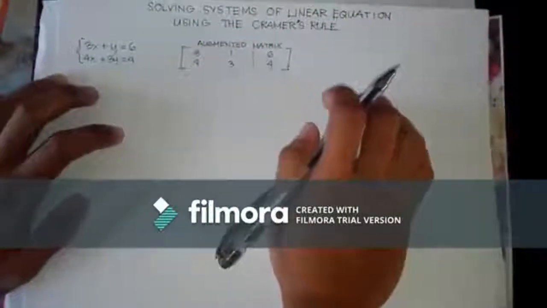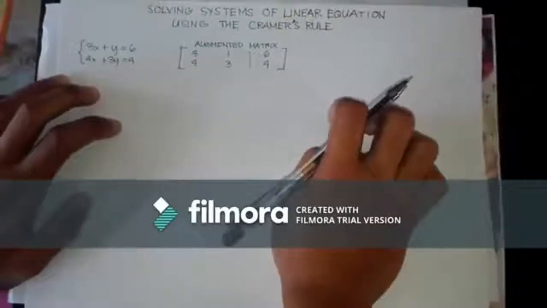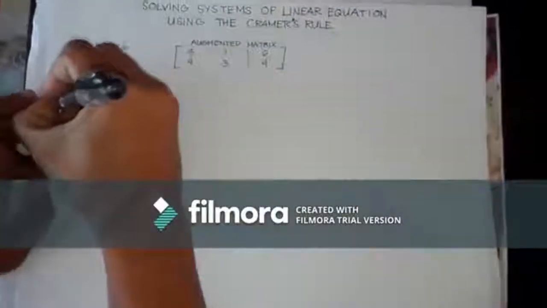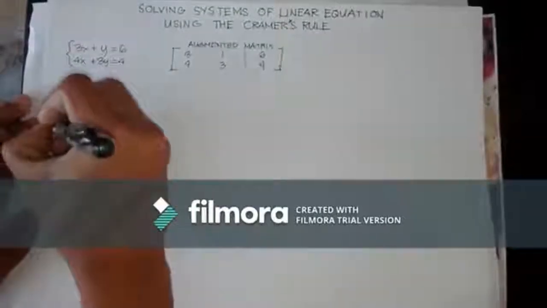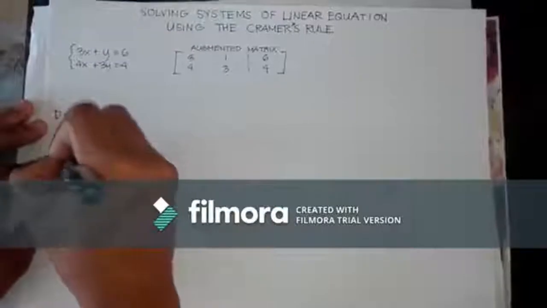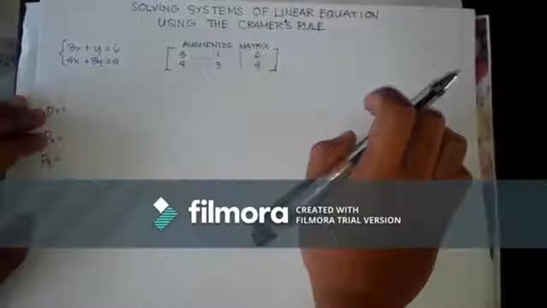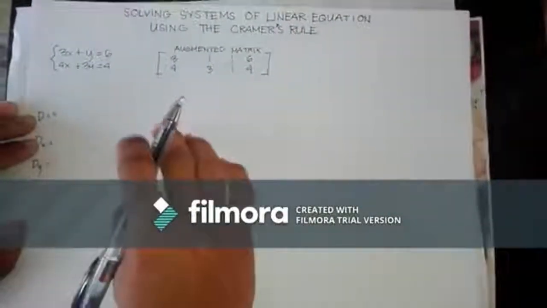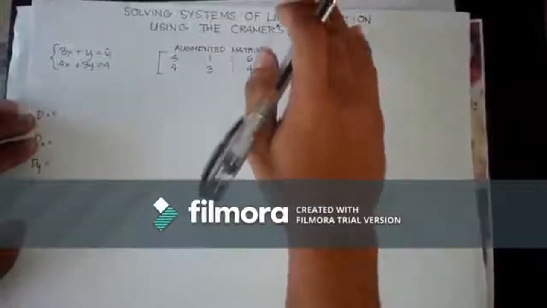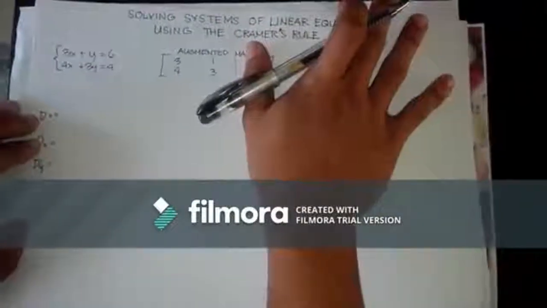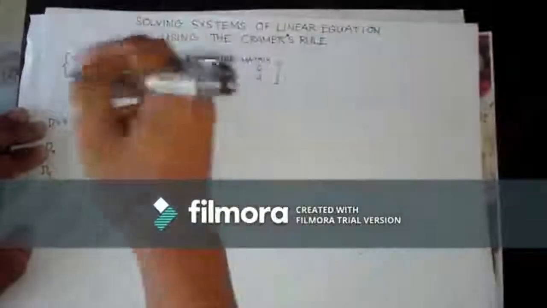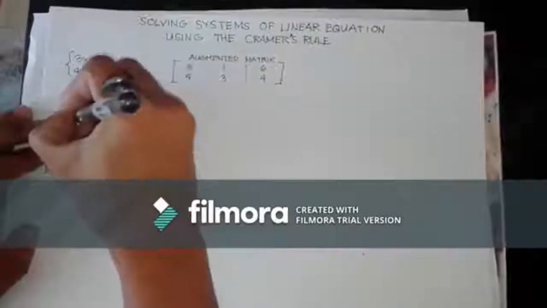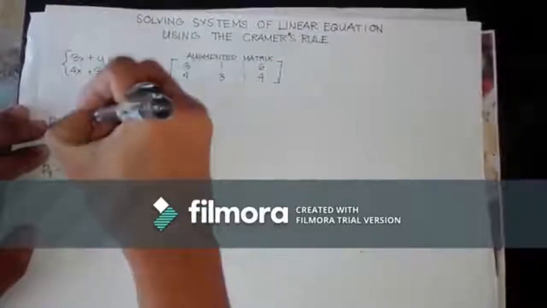So the next step is we need to find the values of d sub x and d sub y. To find the value of d sub x and d sub y, we must first cover the constant in finding the value of d. So we need to write down the remaining numbers that we see in our augmented matrix.